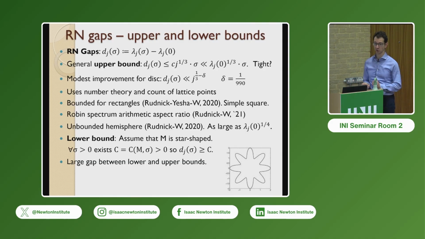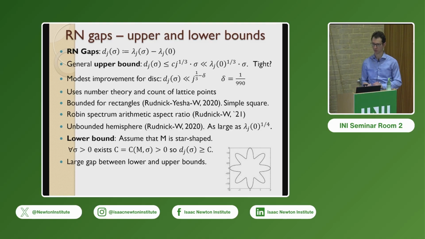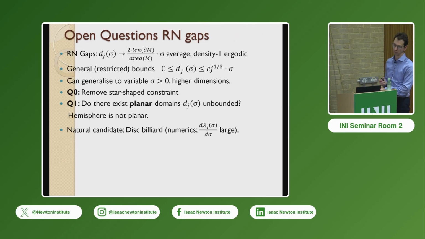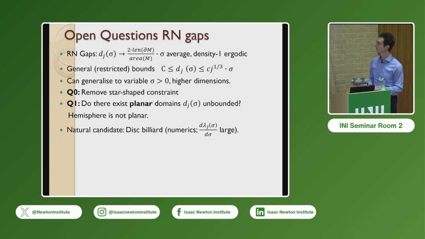There is a very large gap between the lower and upper bound. The lower bound is some constant, and the upper bound is the Neumann eigenvalue to the power 1/3. That's the state of the art at this point. There is nothing general that we can prove, that we can improve.